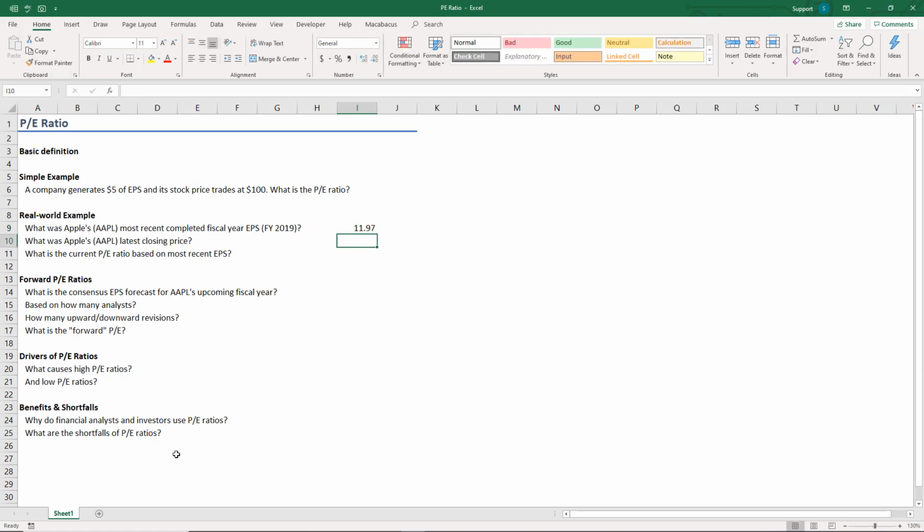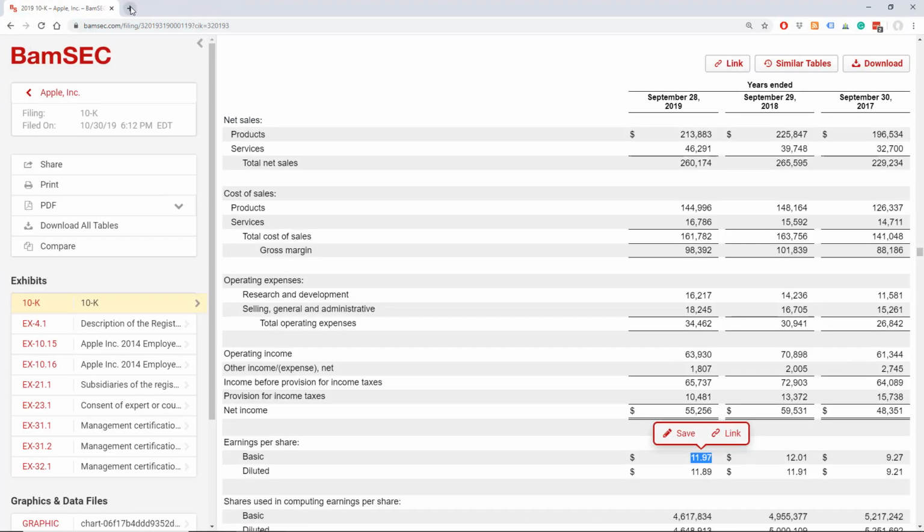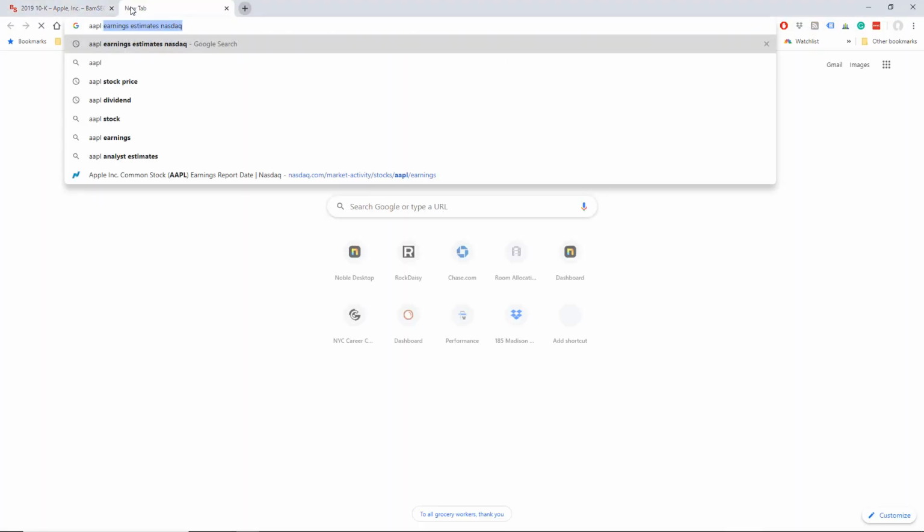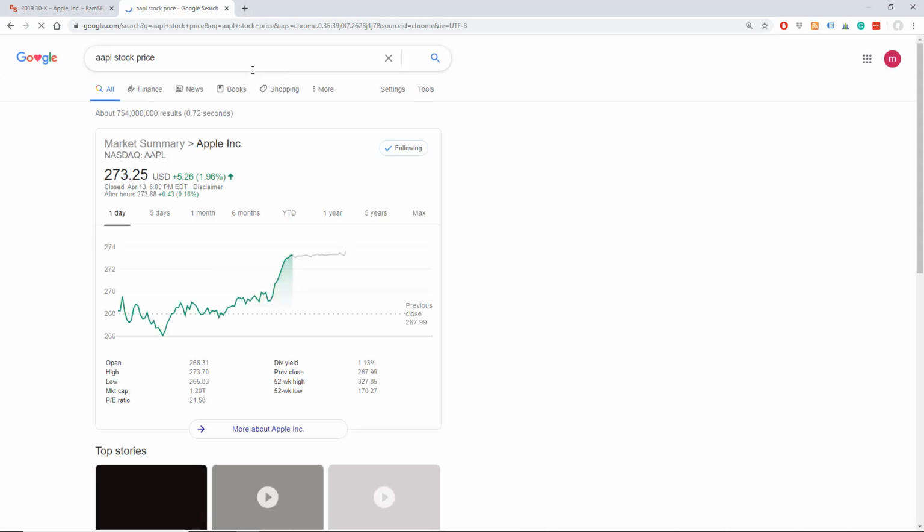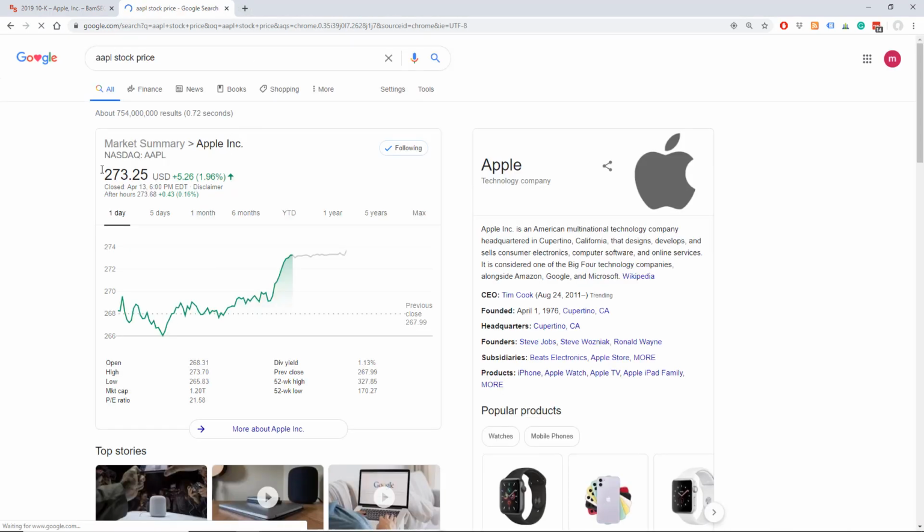What was Apple's latest closing price? So I'm going to go back to Google, and I'm just going to type in AAPL stock price. And I'm going to see that Apple closed today at $273.25. That was the latest closing price at 4, it should be at 4 o'clock the market closes. We're not going to look at the after hours here, which we discussed in a separate lesson. $273.25.